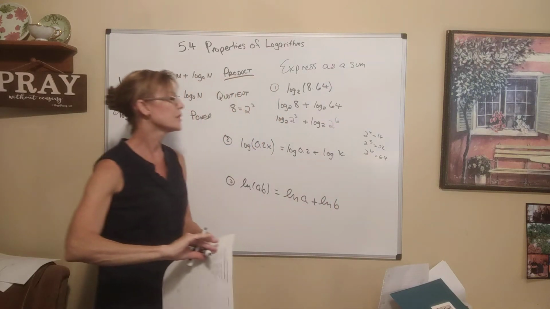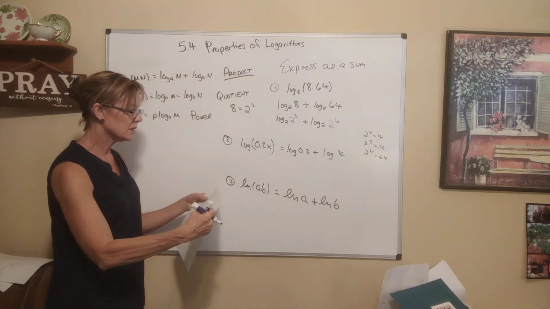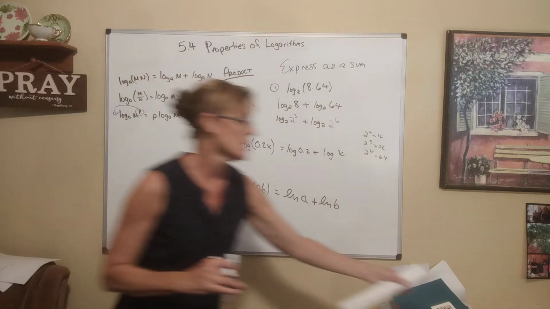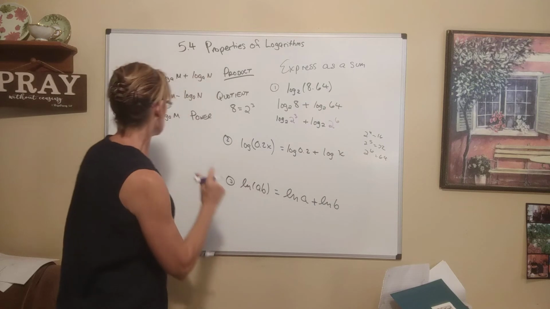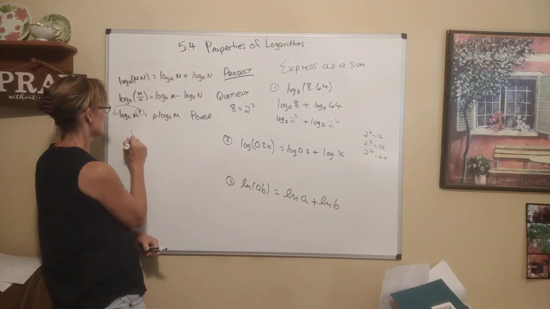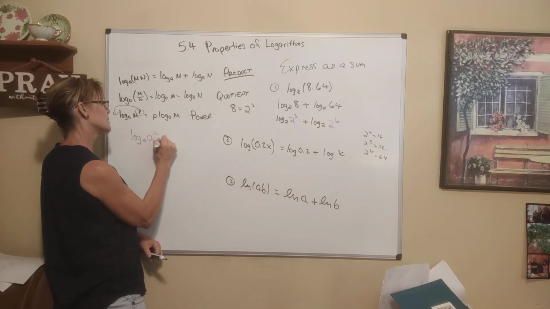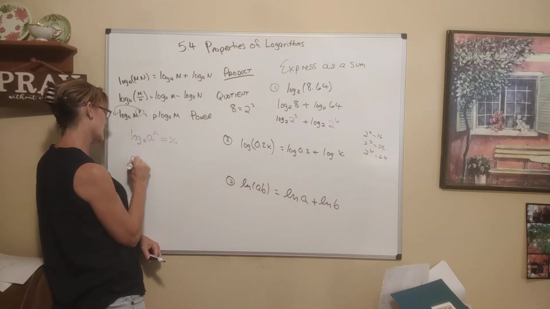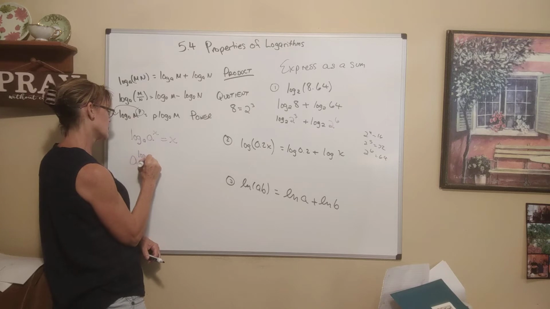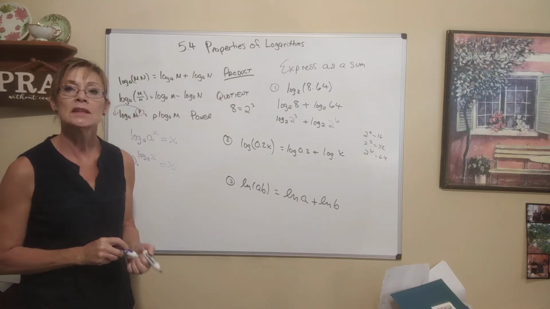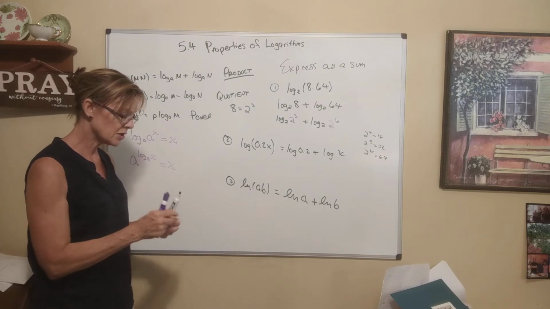Okay, now I want to bring your attention to the properties that I labeled inverse properties. This is what this says. If you've got log base a of a to the x, this just equals x. Or if you've got a raised to the log base a of x, this just equals x. These are known as the inverse properties, and that's on your sheet right there.